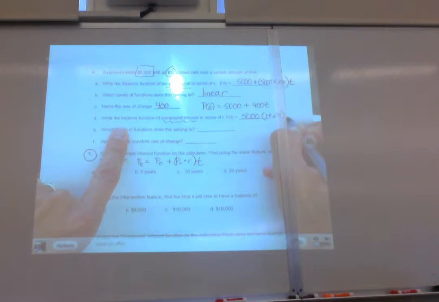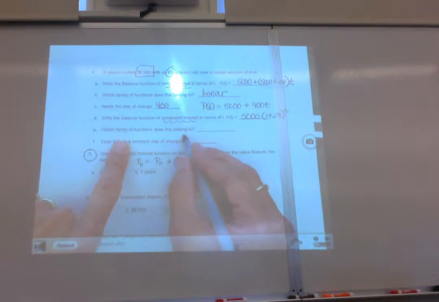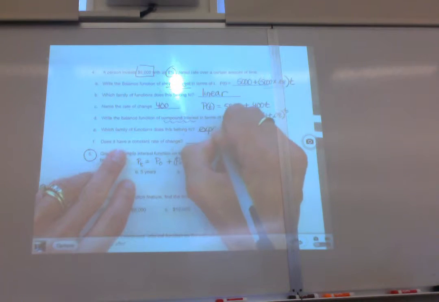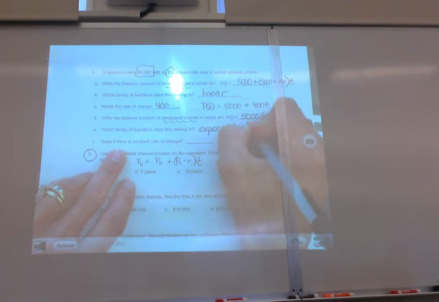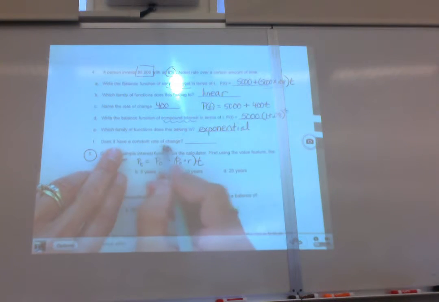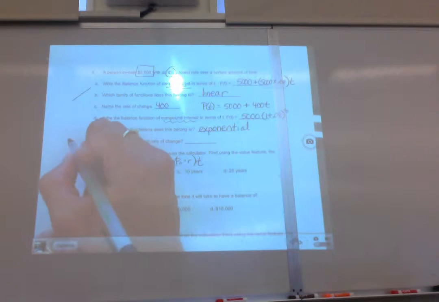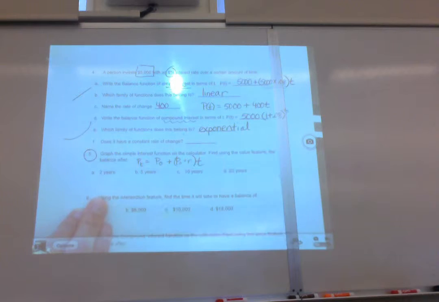Does it go right here? Up top. Okay. Which function family does this belong to? Who remembers from last week? Simple was linear. Compound was something else. Exponential. Does it have a constant rate of change? Linear looked like this. Exponential looked like that. Does exponential have a constant rate of change? No.